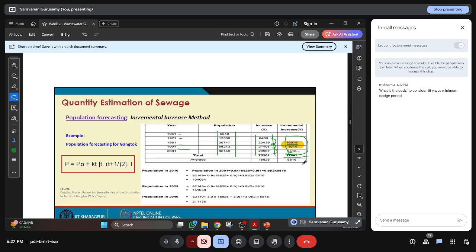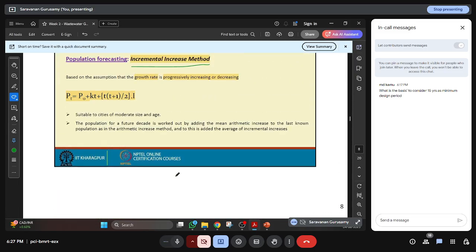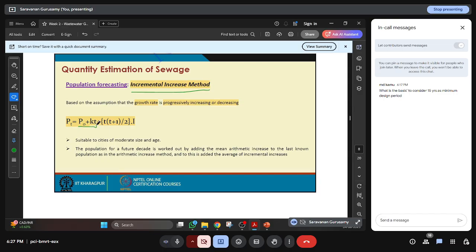So that is 17,000, our average. If we take 5,816, that is my average increase in the increase. Same arithmetic mean formula I am using: P naught plus KT, and I am also adding the incremental increase.